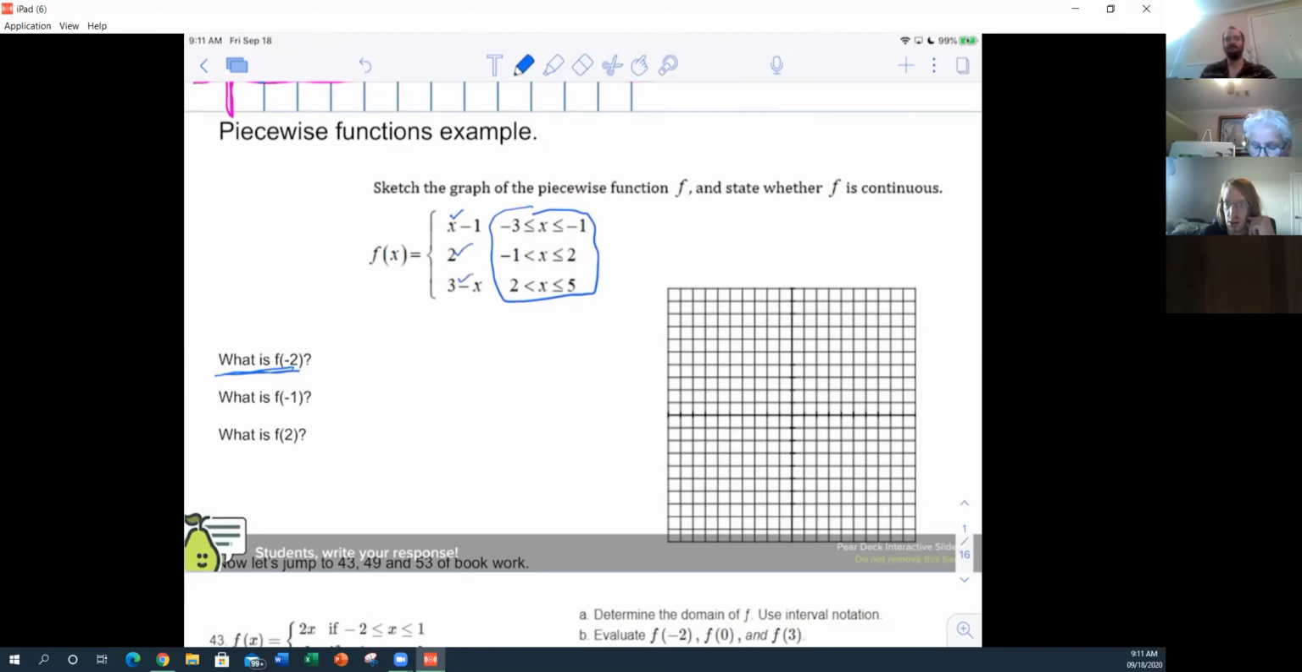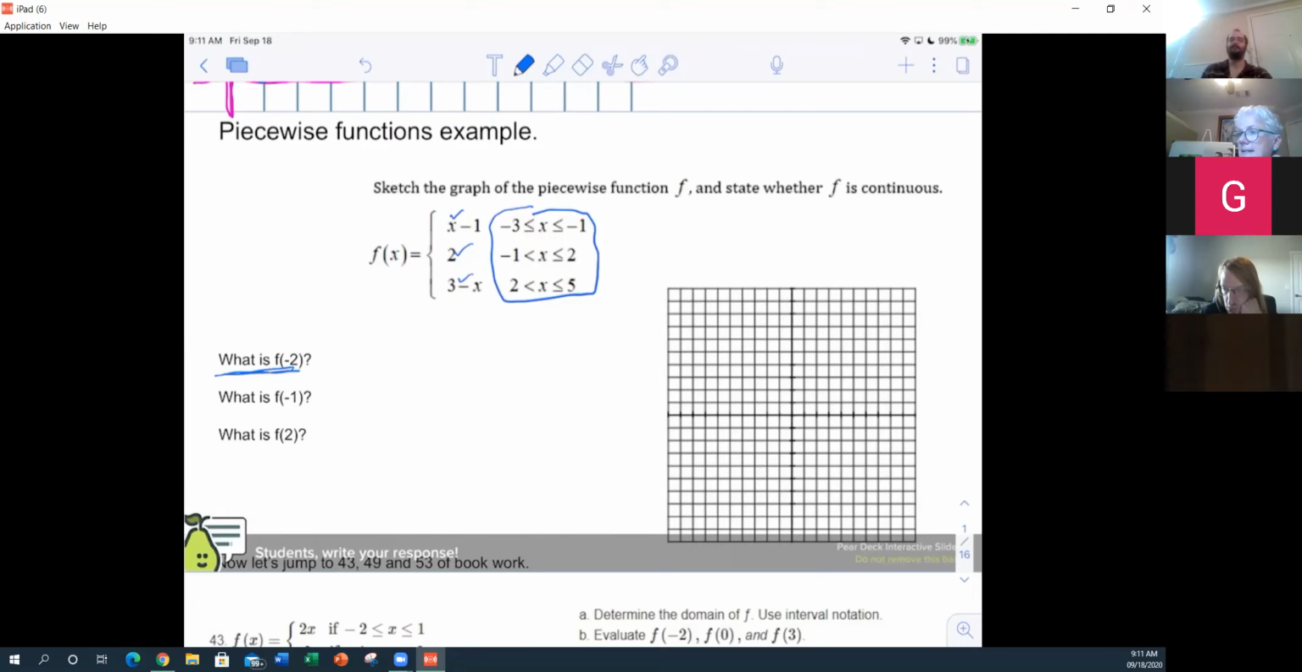So f of -2, somebody tell me which formula you would plug the -2 in for? The first one. That's right, because -2 is between -3 and -1. So f of -2 would be -2 minus 1, which is -3. Okay, and then what about f of -1? Where would you plug that in?